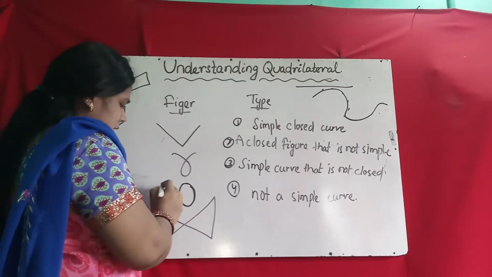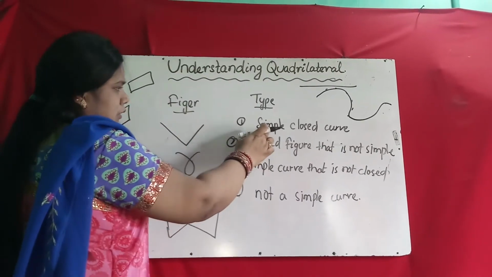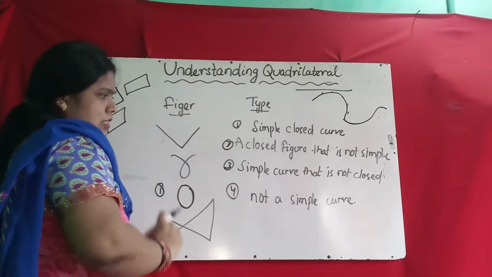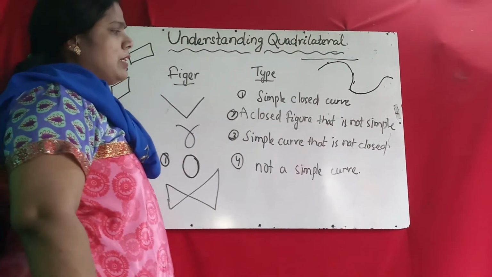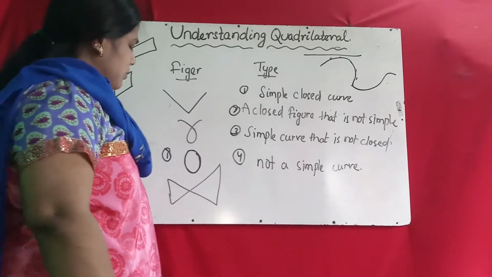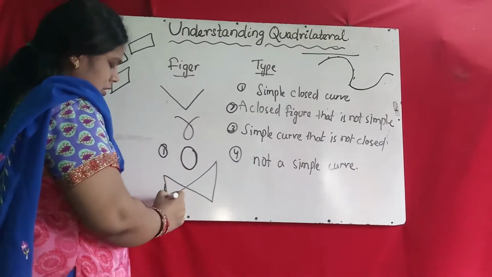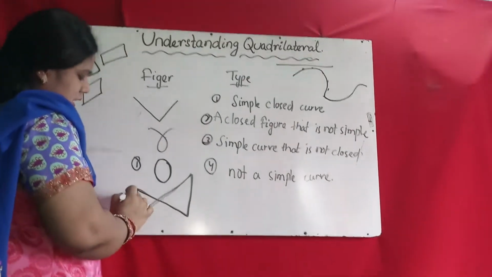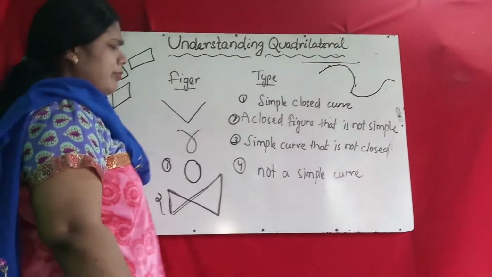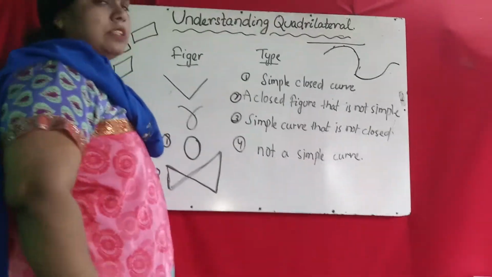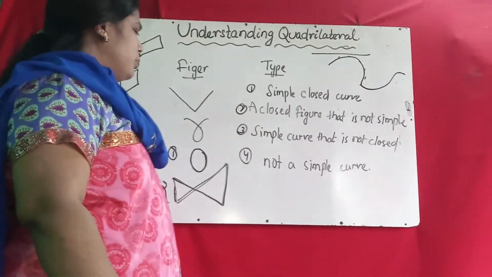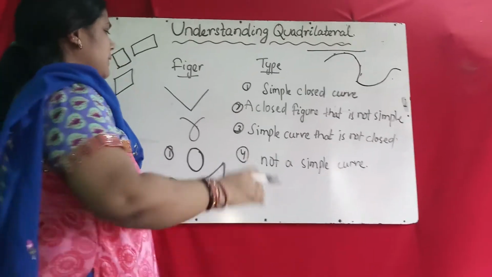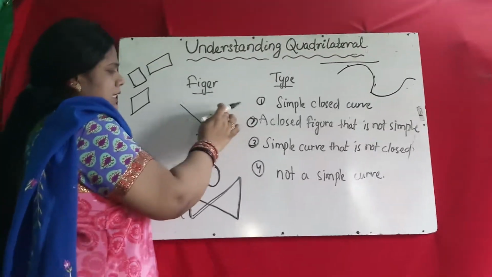So this is number 1. A simple closed figure is your circle. Next, a closed figure that is not simple. This is also a closed figure, but it is not simple. This one is number 2. Then a simple curve that is not closed. A simple curve which is not closed means this side is open.